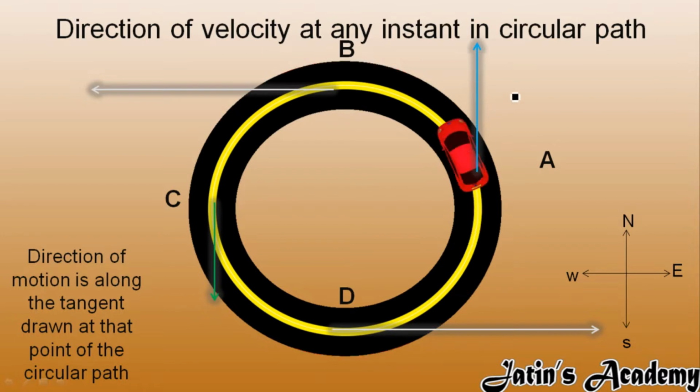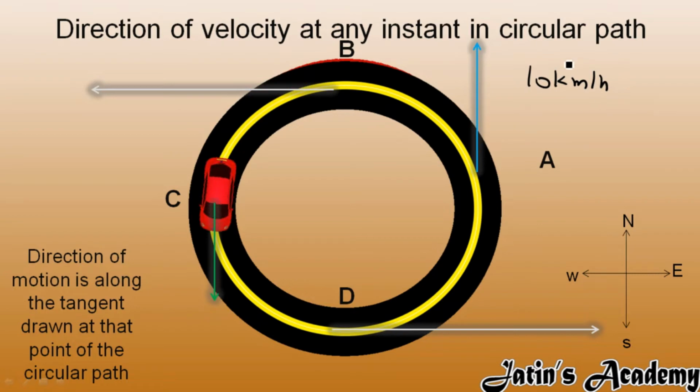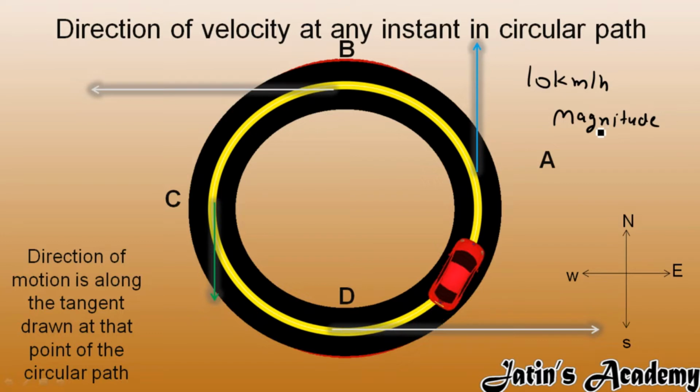For example, this car is moving with a speed of 10 km per hour. This 10 km per hour is actually the magnitude, so magnitude-wise this is constant. Magnitude-wise this car is not changing its speed. But at each and every point, the direction of motion keeps on changing. At point A north, at B we got west, at C south, and at D east. So it is concluded that the magnitude in a uniform circular motion is constant, but the direction keeps on changing.